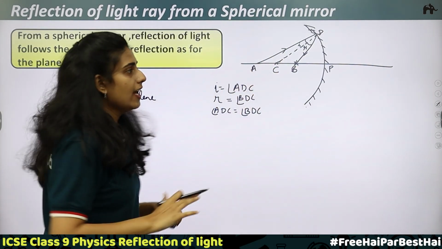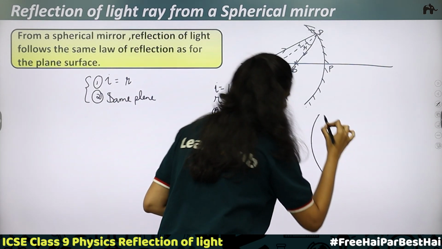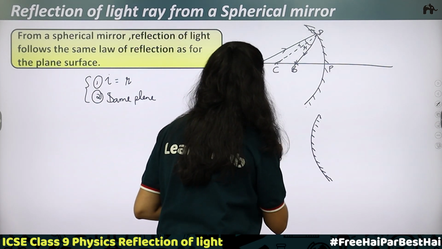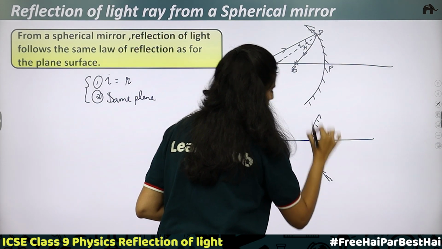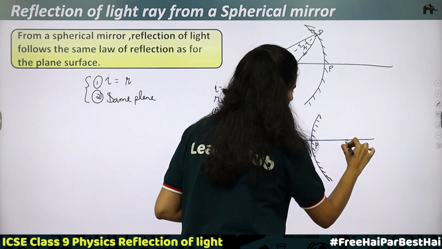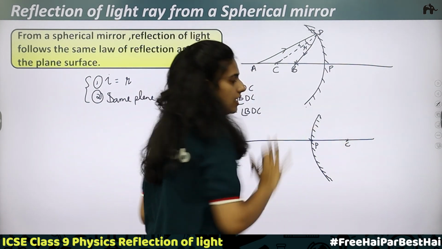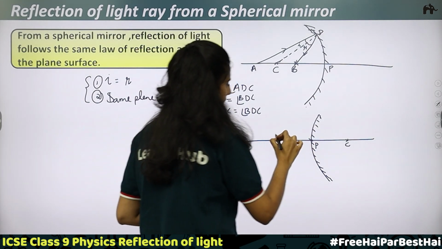Clear? Now let us take the case of a convex mirror. How do you represent a convex mirror? So this is a convex mirror. You have the principal axis, and this is the pole. Here the center of curvature will be behind the mirror. Now consider the incident light ray.